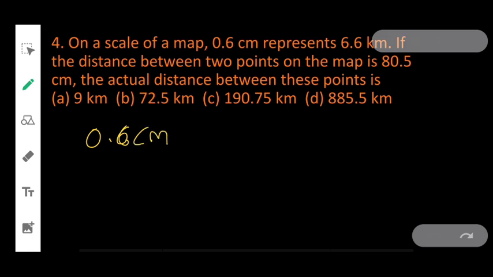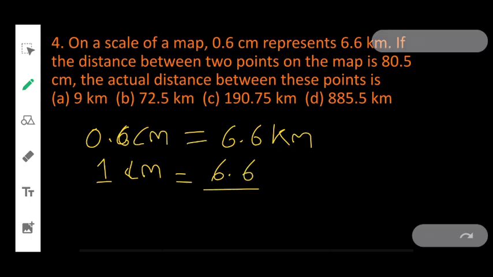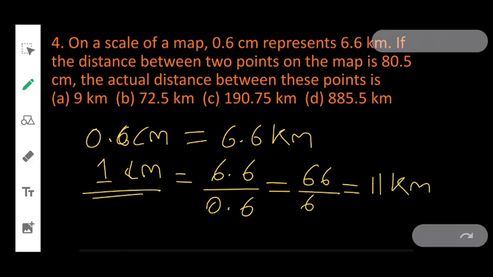0.6 centimeter represents 6.6 kilometer. Okay, so 1 centimeter equals to, as this is direct variation, so you have to do division here. So 6.6 divided by 0.6 equals to 66 by 6 equals to 11 kilometers. So 1 centimeter represents 11 kilometer, and we have to find out what 80.5 centimeter represents.